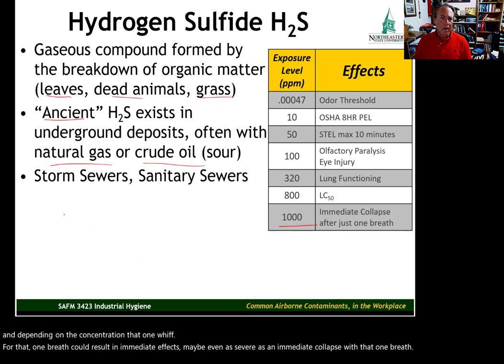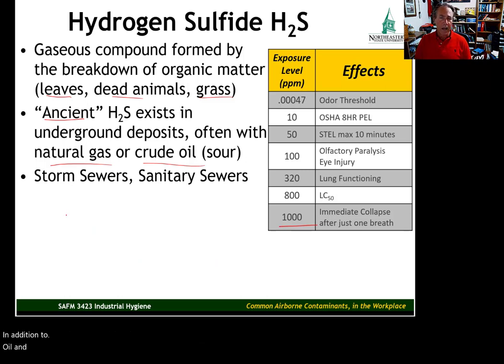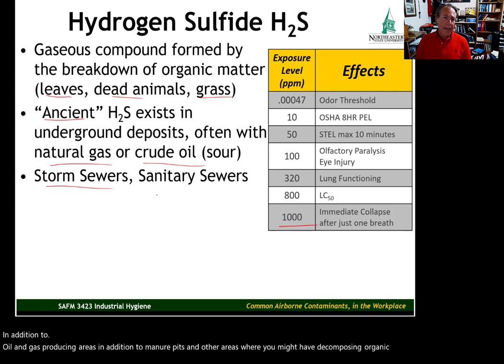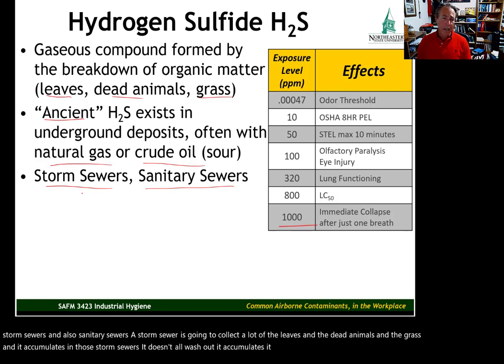In addition to oil and gas producing areas, in addition to manure pits and other areas where you might have decomposing organic materials, storm sewers and also sanitary sewers. A storm sewer is going to collect a lot of the leaves and the dead animals and the grass. And it accumulates in those storm sewers. It doesn't all wash out. It accumulates. It decomposes. Hydrogen sulfide can be produced.